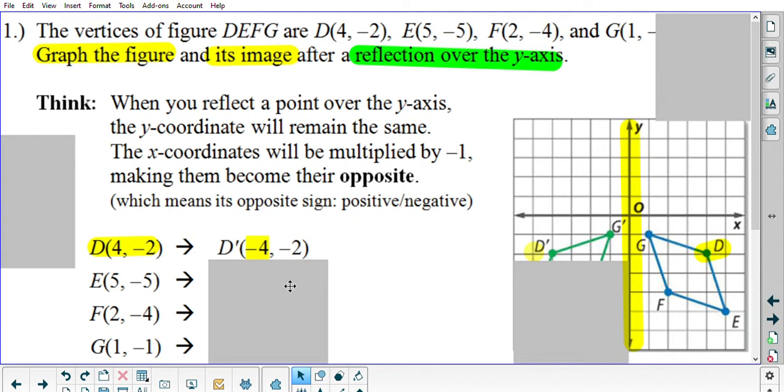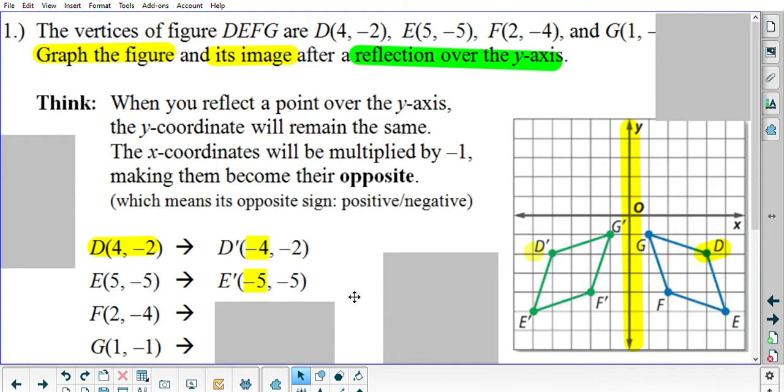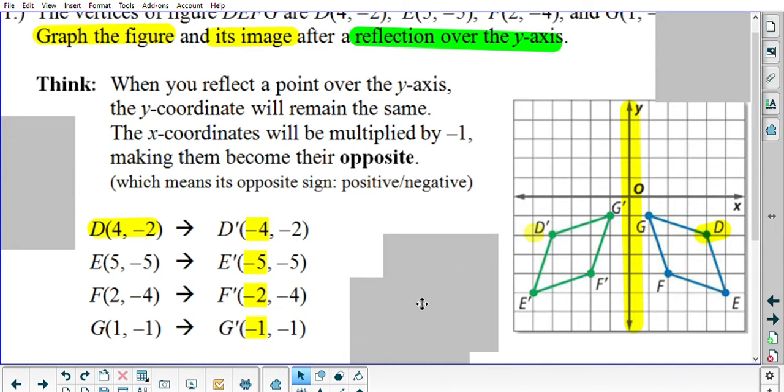Same idea with the E. If I take E and I reflect it over the y-axis, the y-coordinate's still going to be the same. It's still going to be 5 spaces below the x-axis, but when I reflect it over the y-axis, the +5 for the x value will now become a -5. And that's going to continue staying in that same pattern for all these ordered pairs. And there you go. Now I'm able to graph the new image from reflecting it over the y-axis.